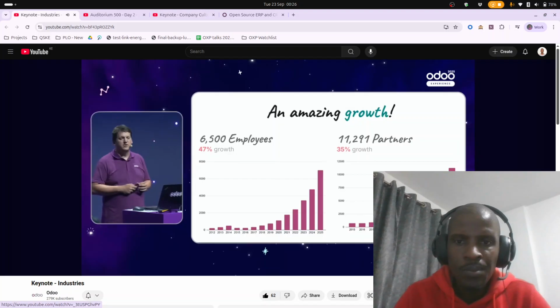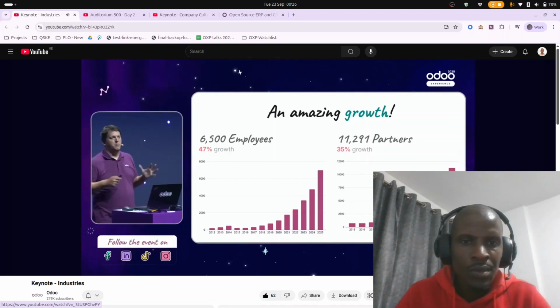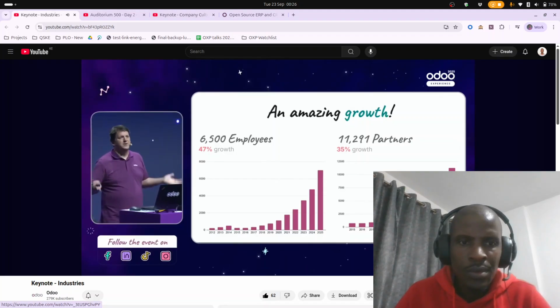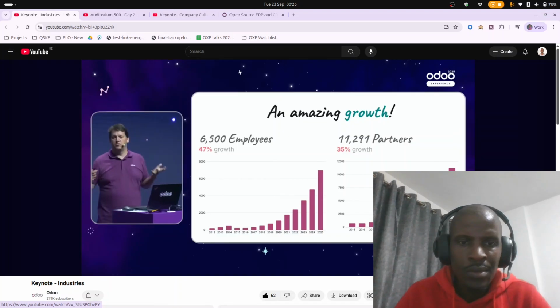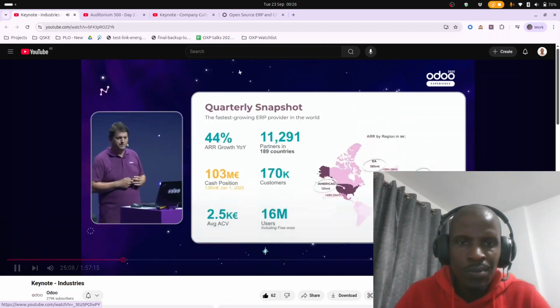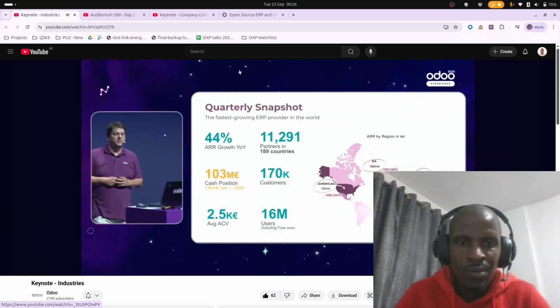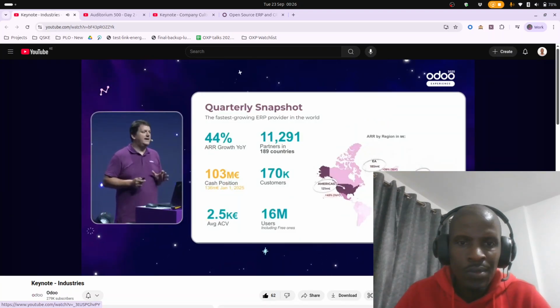So the partner network is also growing a lot, 35% growth over the past year. But more importantly, the partners themselves grew a lot. So all in all, it's more than 50% growth in terms of the resources working for partners. So in short, 44% growth last year. In the partner network, we have today 11,000 partners in 189 countries.